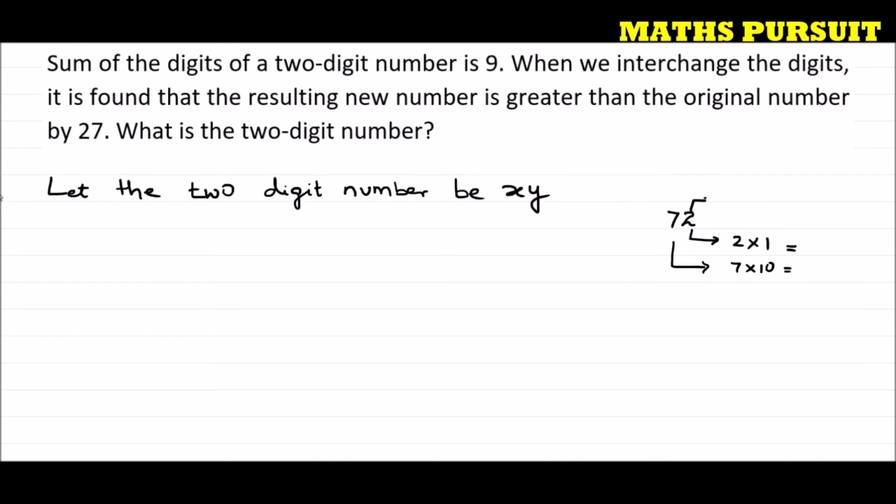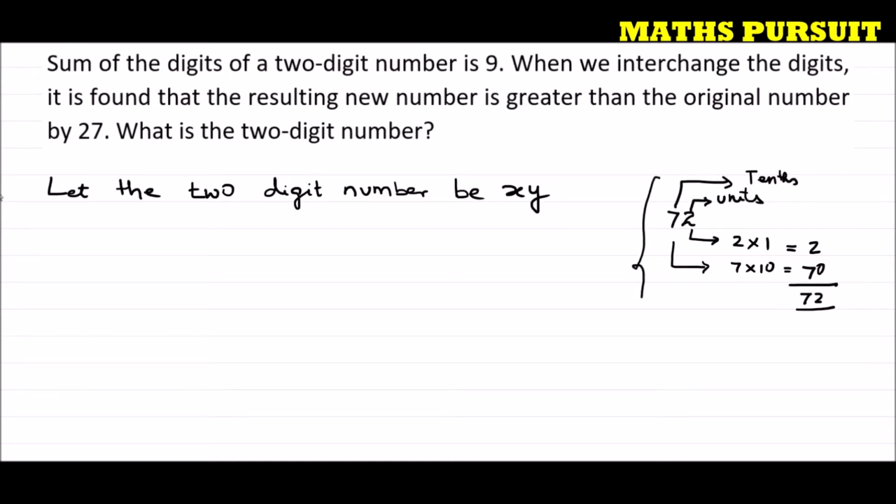This is the units place, and this is the tens place. So units place means 2 into 1, that is 2. Tens place means 7 into 10, that is 70. And when we add these together, 70 plus 2, we get 72. Just try to understand this logic. We write 72, so 72 means 2 is in the units place and 7 is in the tens place. So 2 into 1 is equal to 2 and 7 into 10 is equal to 70. If we add this together, we get 72.